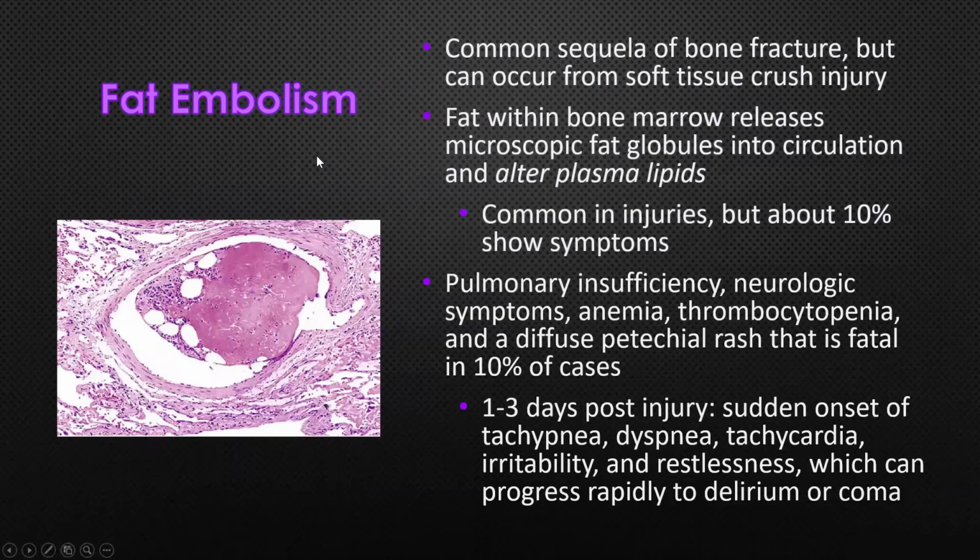In fact, whenever there's a fracture, there's going to be some embolism of fat from that marrow space in the bone. And so that does get into the circulation. If that's significant enough that it alters plasma lipids, then they could end up with some symptoms from a fat embolism. But only about 10% do show symptoms. This fat embolism can go into the lungs, so it can lead to pulmonary insufficiency, neurological symptoms, anemia, a lot of different symptoms that they can have.